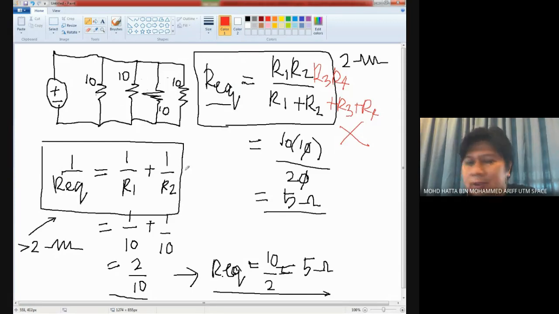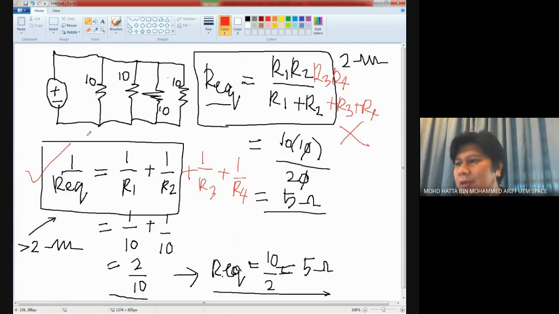However, if you have a look at this equation, when you put in the other two terms, 1 over R3 plus 1 over R4, this equation is correct. The way you calculate the equivalent resistance for four resistors connected in parallel is correct. However, if you try to consider the other equation, it is totally wrong. So be careful using this formula to get R equivalent, or R total, of parallel connected resistors.